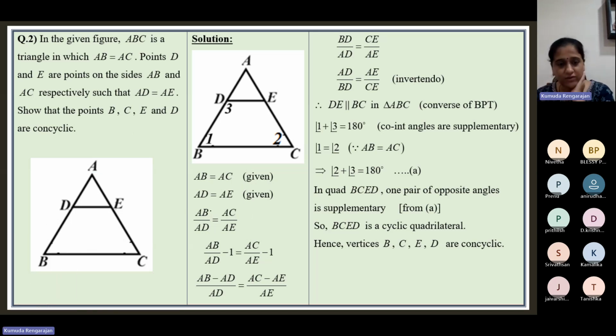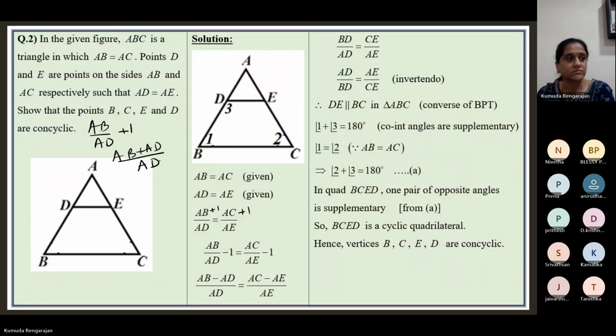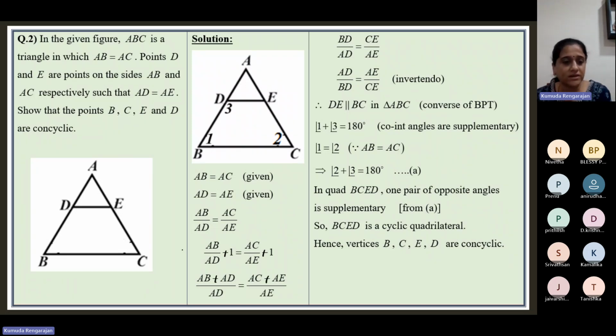If you have that question, why should you not add one? Okay, we'll add one. Then what will you get? AB by AD plus 1. So that will be AB plus AD by AB plus AD by AD, correct? When you add one, change this to plus, so you'll get plus and plus here. What is AB plus AD? I don't know. Then don't add one. Subtract one.